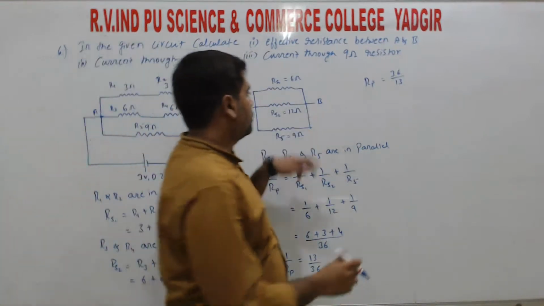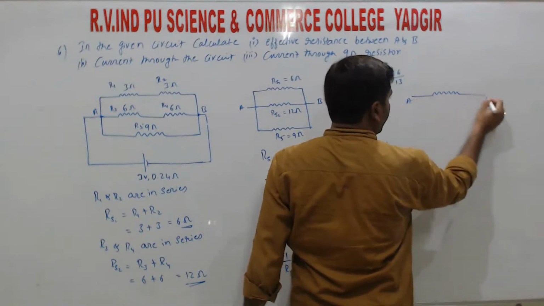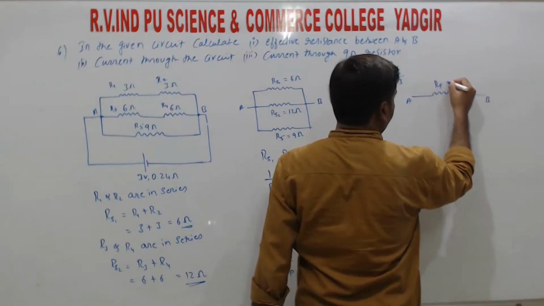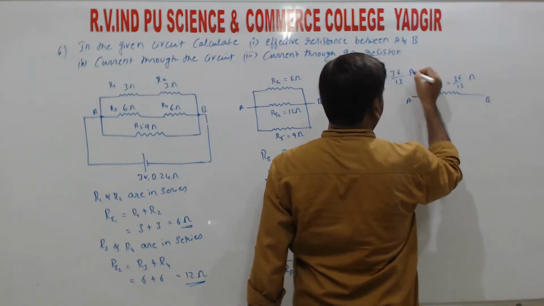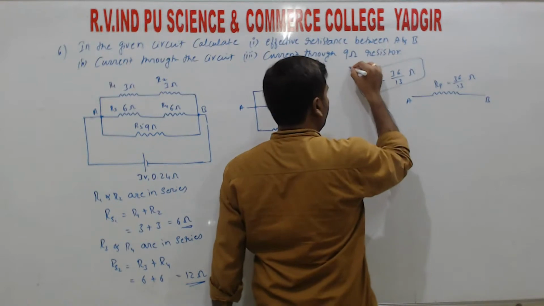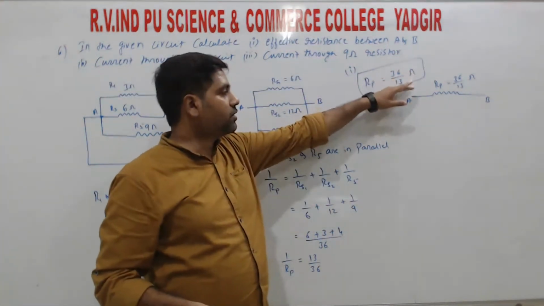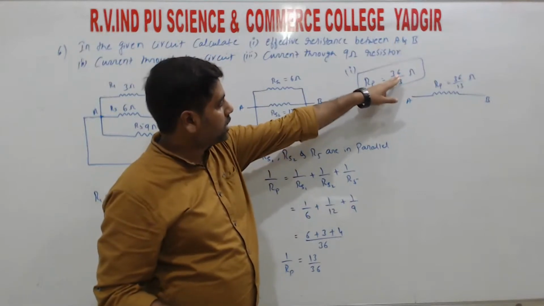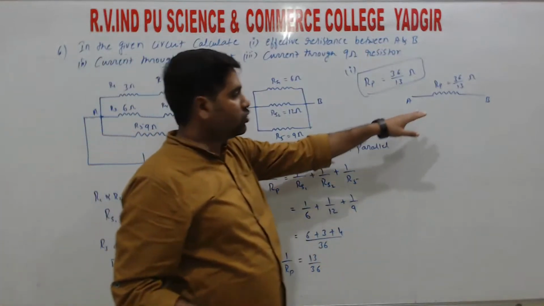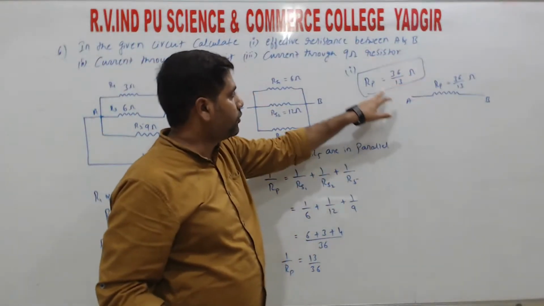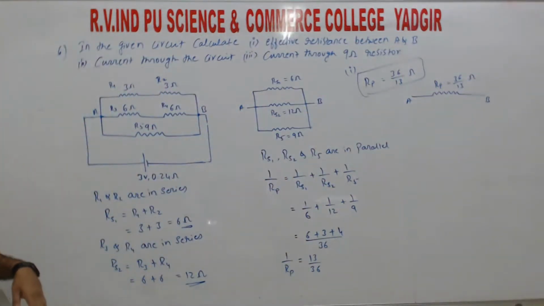Right. So we get the equivalent resistance between A and B, that is RP, which is equal to 36 by 13 ohm. So this is for the first one. Further we can simplify 36 divided by 13, we get some value 32 point something. Either we can write in decimals or we can write in the fraction itself. So this is the equivalent resistance between the two points A and B, right?